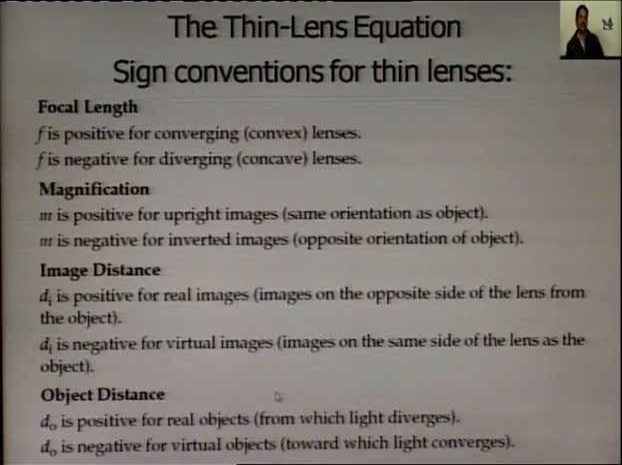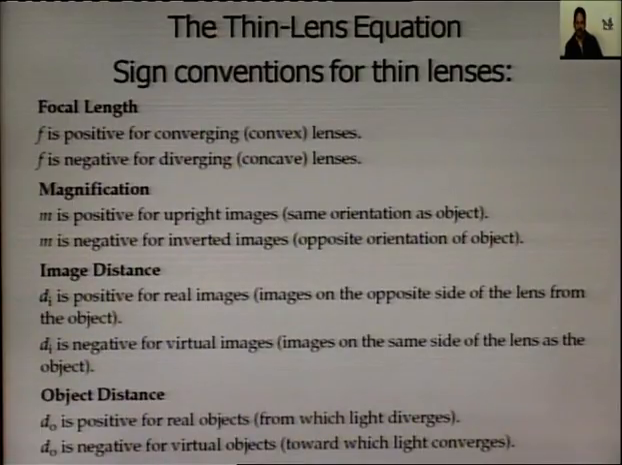In the lens equation, we use sign conventions. These are the sign conventions for lenses. First of all, about focal lengths. The focal length is taken as positive for a converging lens or convex lens, and negative for a diverging lens or concave lens. So for a convex lens, f is positive, and for a concave lens, f is negative.